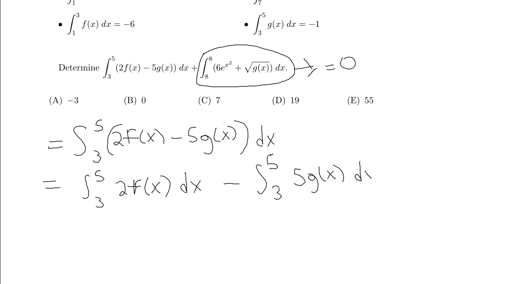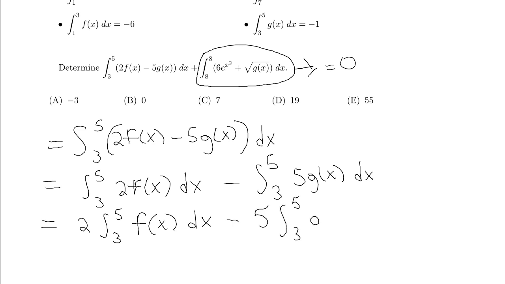Okay. But we've got another property, I think it was property 3, that told us when there's a constant that's multiplied by a function, we can actually just pull that constant out. So we would have 2 times the integral from 3 to 5 of f of x dx minus 5 times the integral from 3 to 5 of g of x dx.